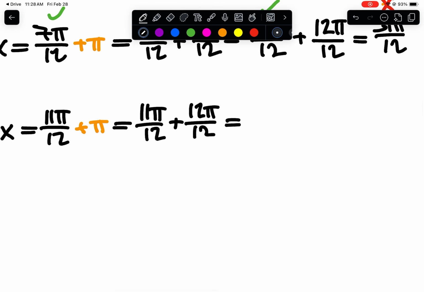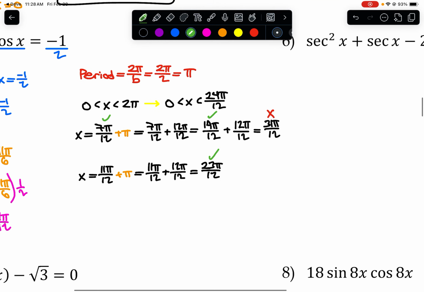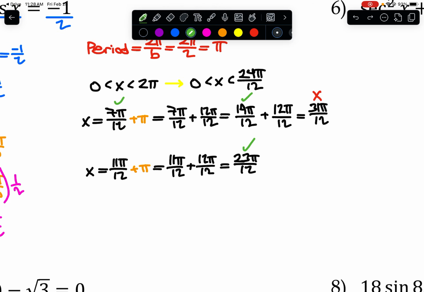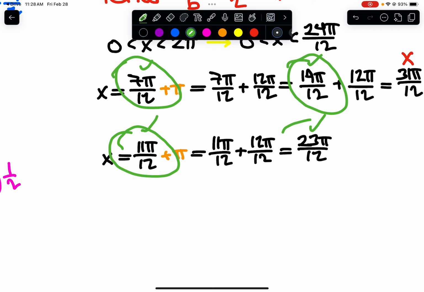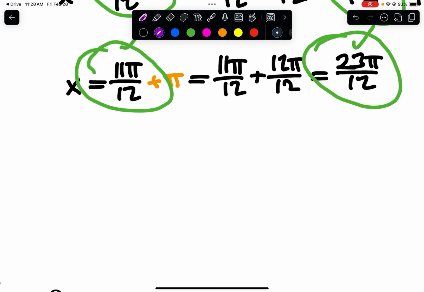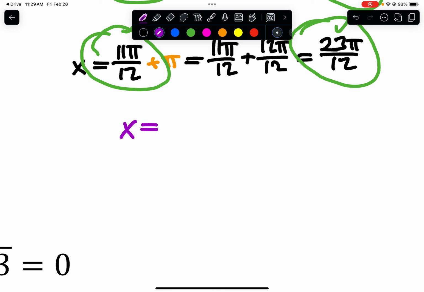So 11 pi over 12 plus 12 pi over 12 is going to give you 23 pi over 12. Ooh, that one's cutting it close. This one's right before the cutoff, and I cannot draw a check mark. There we go. So that one is slightly less than 24 pi over 12, so we can also include that one. So we're actually going to have 4 solutions: 7 pi over 12, 19 pi over 12, 11 pi over 12, and 23 pi over 12.